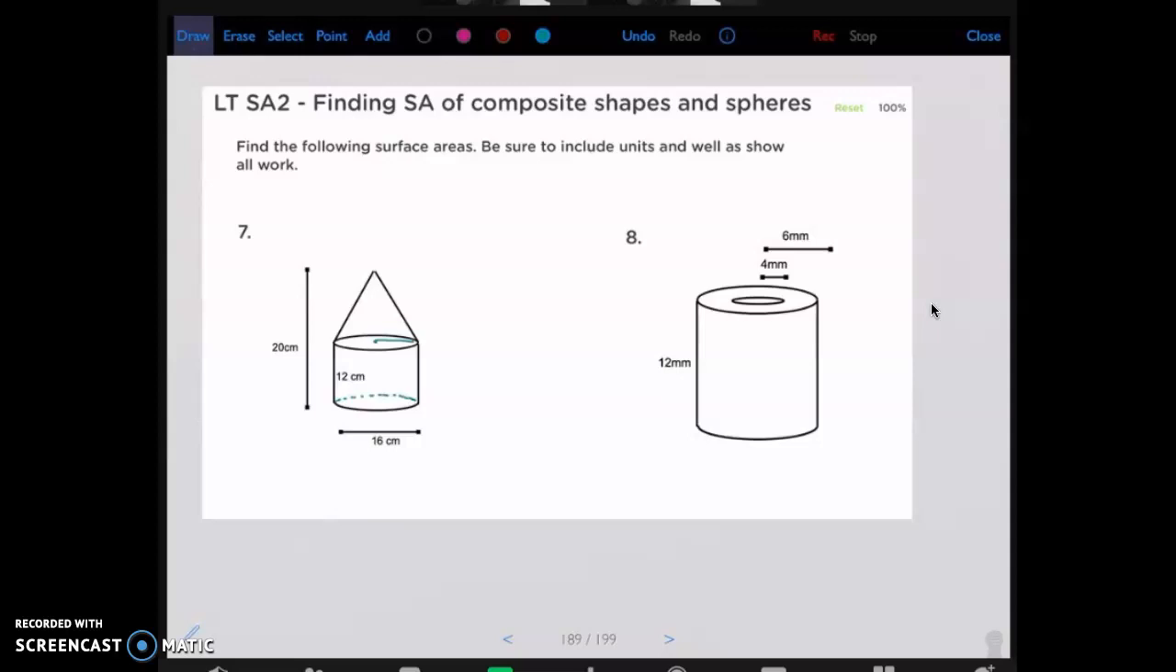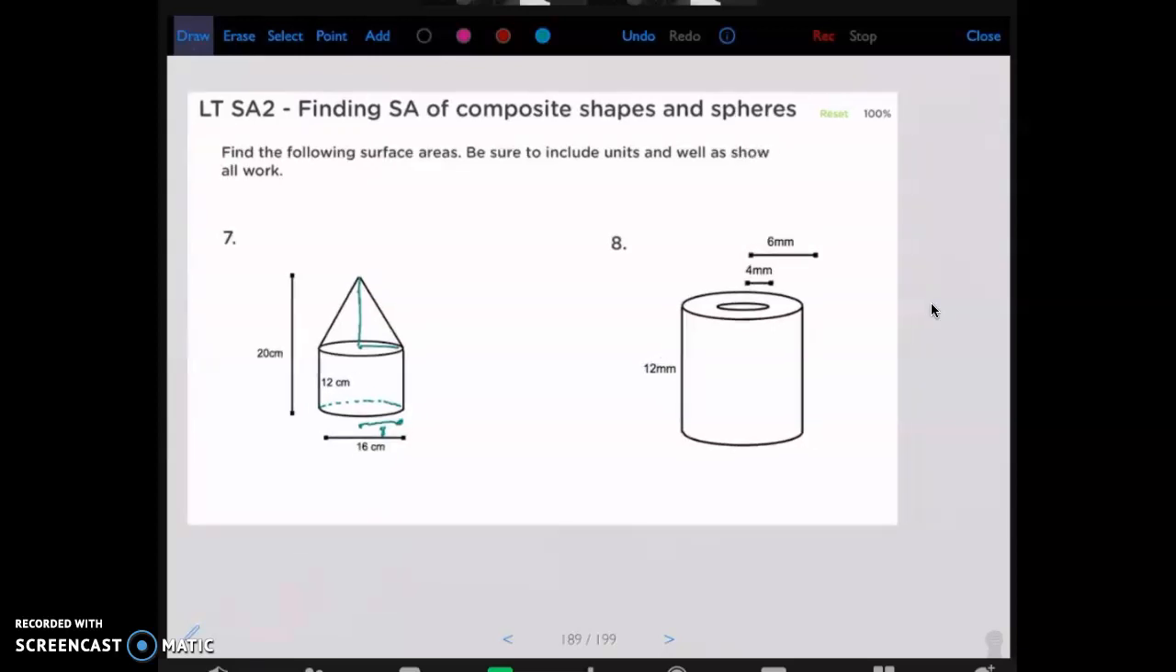So we need a couple things here. We need the height. We have the height of the cylinder. We have the diameter of the cylinder, which the radius is going to be 8. We have the true height of the cone that we can find by doing subtraction. 12 minus, or sorry, 20 minus 12 is going to be 8.